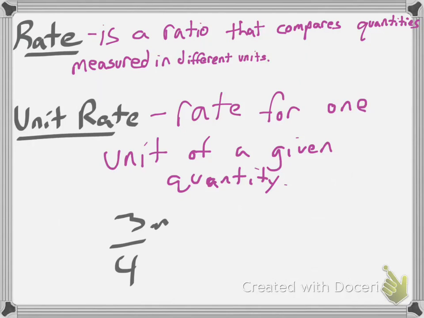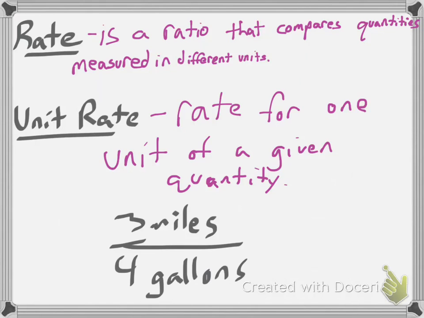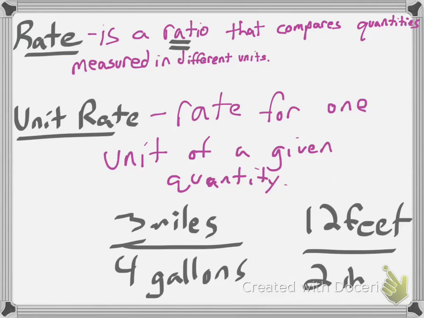So let's say 3 miles to 4 gallons. That's the only difference between a rate and a ratio or a fraction. It's basically the same thing. In fact, it says that it's a ratio, it just has different units. So miles over gallons. Another example would be 12 feet over 2 inches. Like when we're doing scale models and stuff.